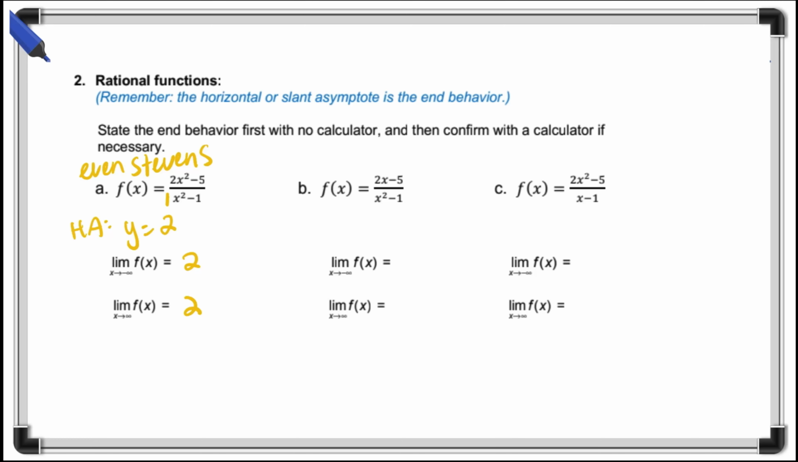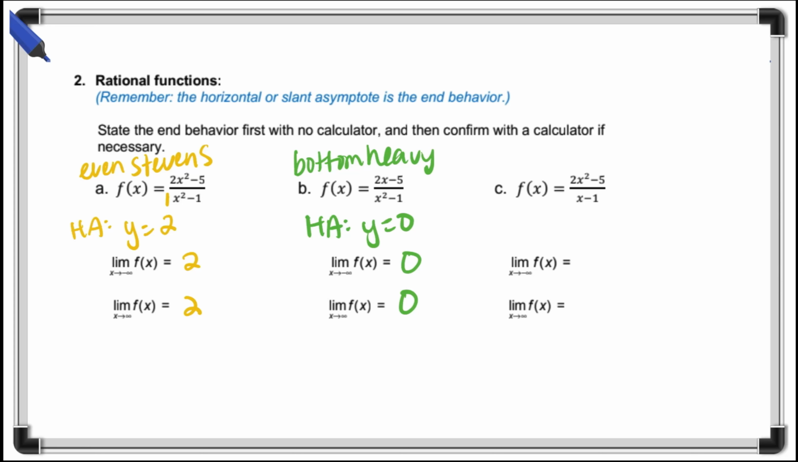In the second question, your exponent is larger in the denominator than in the numerator, so we said that was bottom heavy. If you had a bottom heavy rational function, your horizontal asymptote would be at 0. So the limit as x approaches negative infinity and as x approaches positive infinity would be 0.